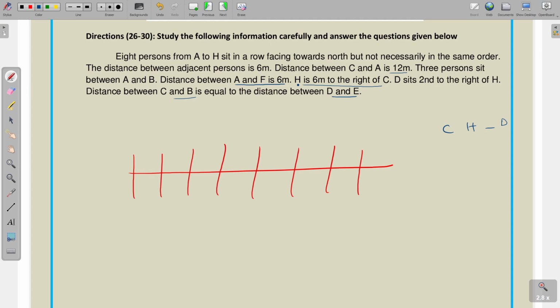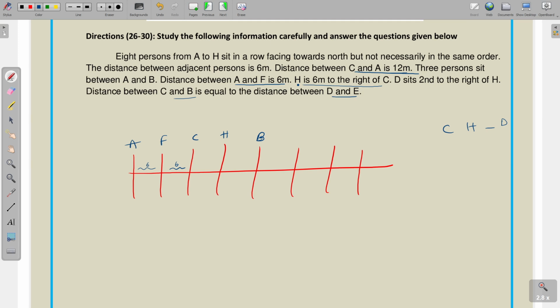So see, starting from A, the distance between C and A is 12 meters. Suppose we place A here, between A and C there are 12 meters. It is 6 meters and also 6 meters, total 12 meters. And 3 persons sit between A and B, so between A and B there are 3 persons. And next, the distance between A and F is 6 meters, so A and F are immediate neighbors. H is 6 meters to the right of C, so H is immediate right of C.